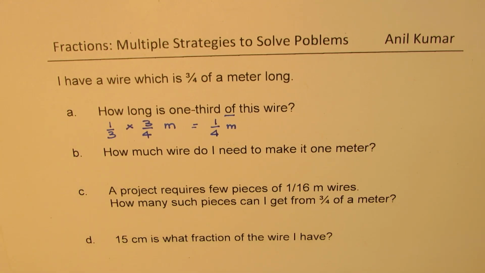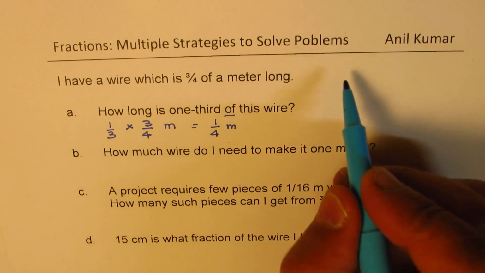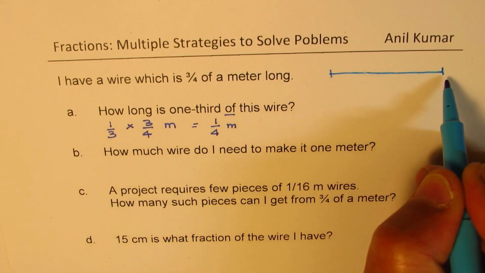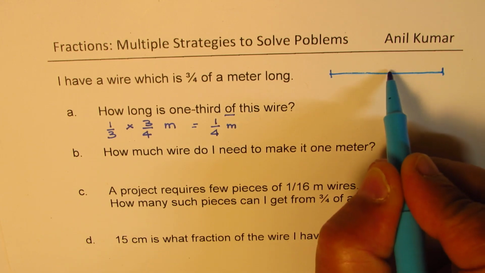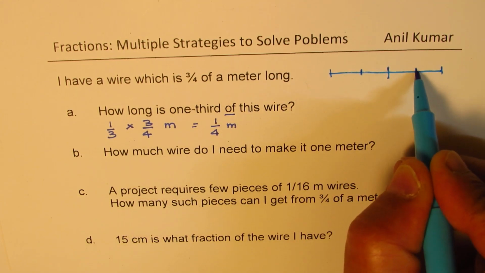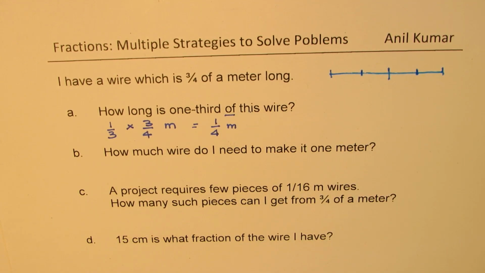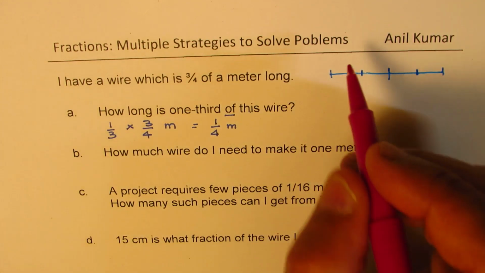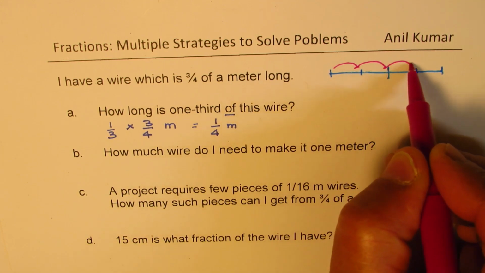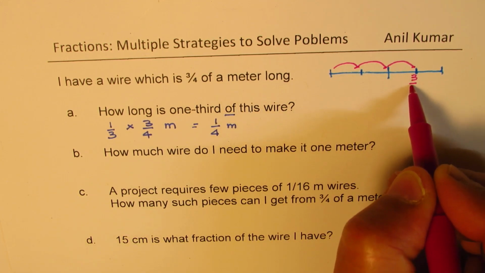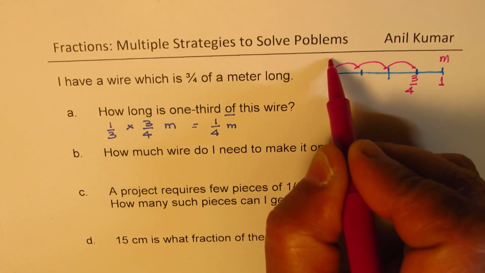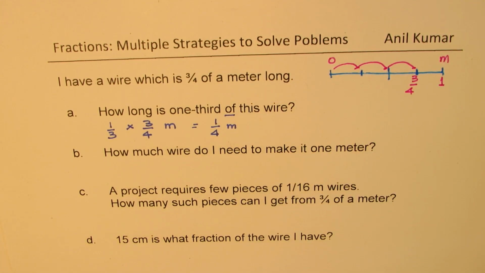So if I have a wire which is 3/4 of a meter long, you can think like this. Let's say this is 1 meter, right? So 3/4 really means, first we'll do half, half of half. So 1/4, 1/4 and 1/4. So this much, 1/4, 1/4 and 1/4, this is 3/4 of 1 meter, right? If this is 1 meter. So that is what we are saying.